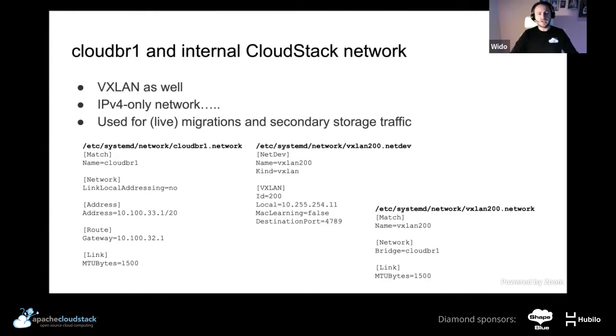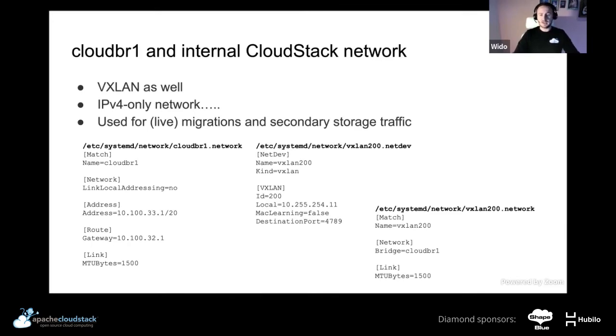Now, CloudBridge 1 is the internal CloudStack network. It's VXLAN as well, but it's an IPv4 only network. Currently with CloudStack, it just uses IPv4 only for this internal network. We didn't really bother to go into this yet because we don't have any IP address problems. We're using a /20 in this case. So for the live migration between the hypervisors themselves, we use IPv4 only. That's live migration, secondary storage traffic, and other things which go over there, but it is encapsulated inside VXLAN.